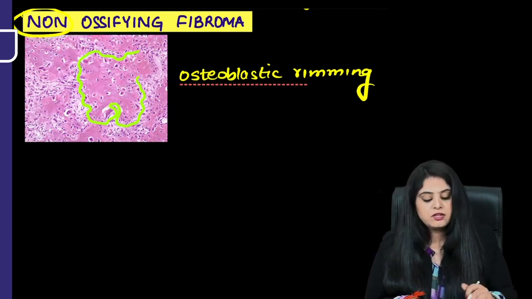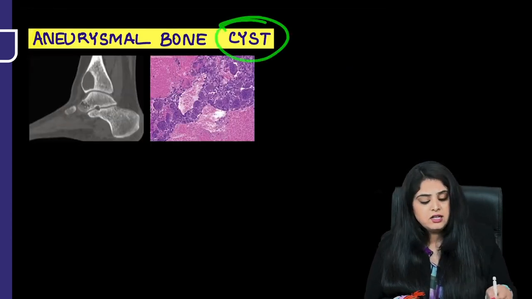What is the last picture that you have to know? It's again a cyst known as aneurysmal bone cyst.